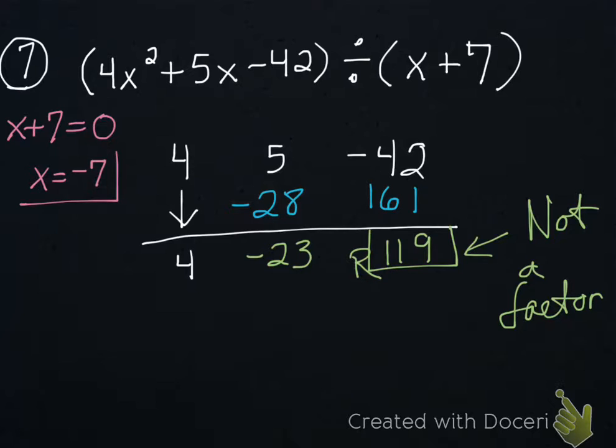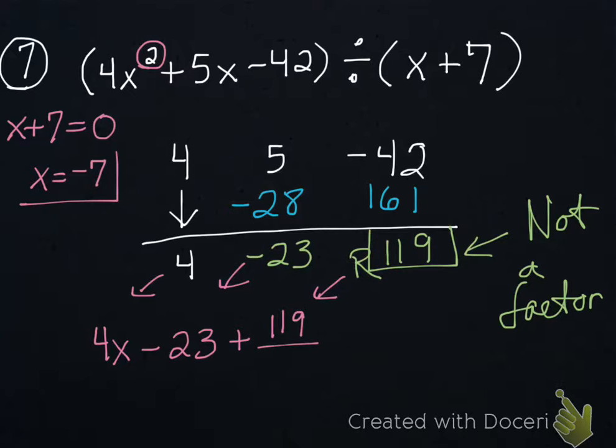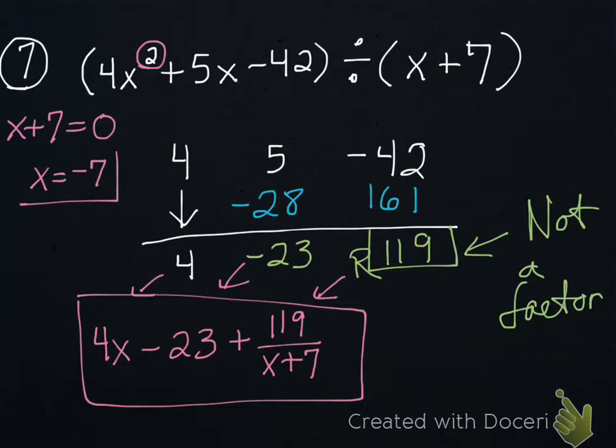So what is my quotient? Remember, we have to put our x's in there. These numbers are the coefficients. So I have 4x. I started with x squared. Decrease it by 1. 4x minus 23. Include your remainder. Plus 119 divided by x plus 7. This is the quotient for this problem.